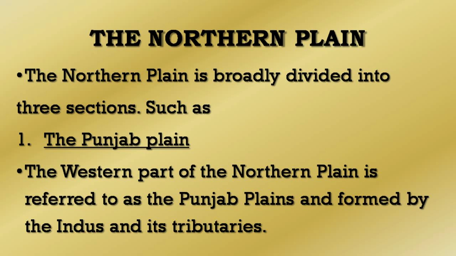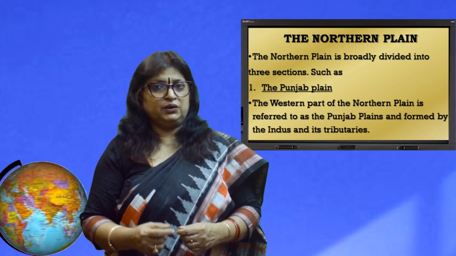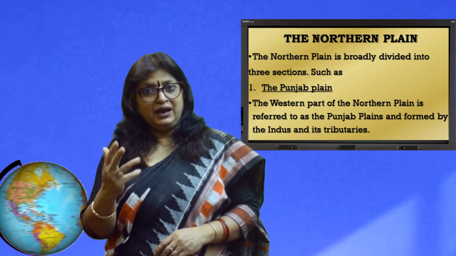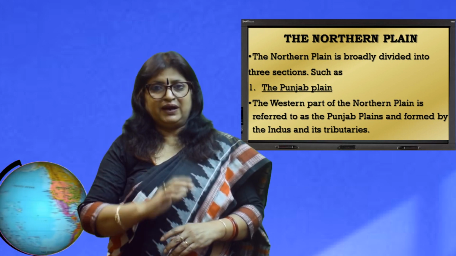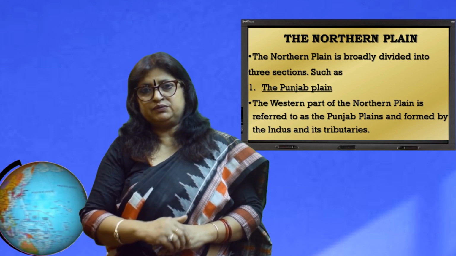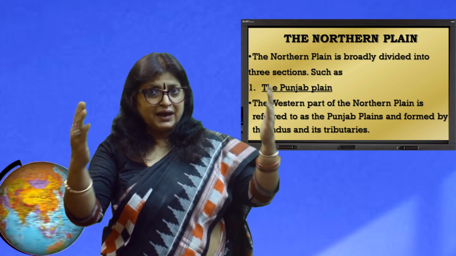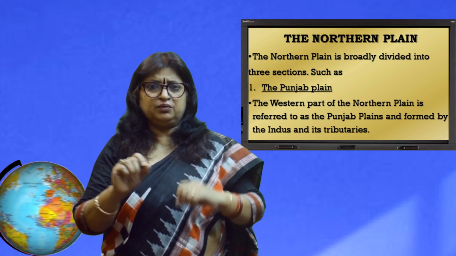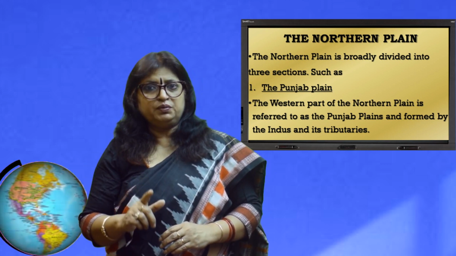Can you name the tributaries of river Indus? Let me tell you. It is Jhelum, Chenab, Satluj, Ravi and Beas. So these are the five tributaries. Along with these five tributaries and river Indus, the entire Punjab plain is formed. And the plain land of this Punjab plain is known to be Doab.